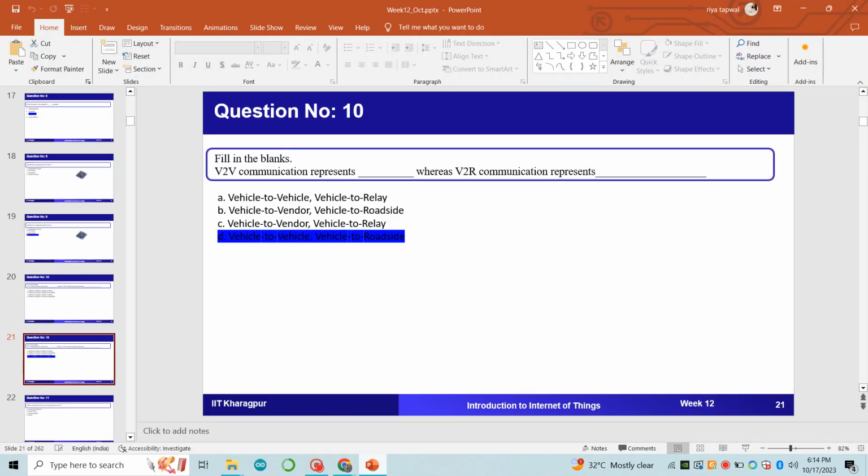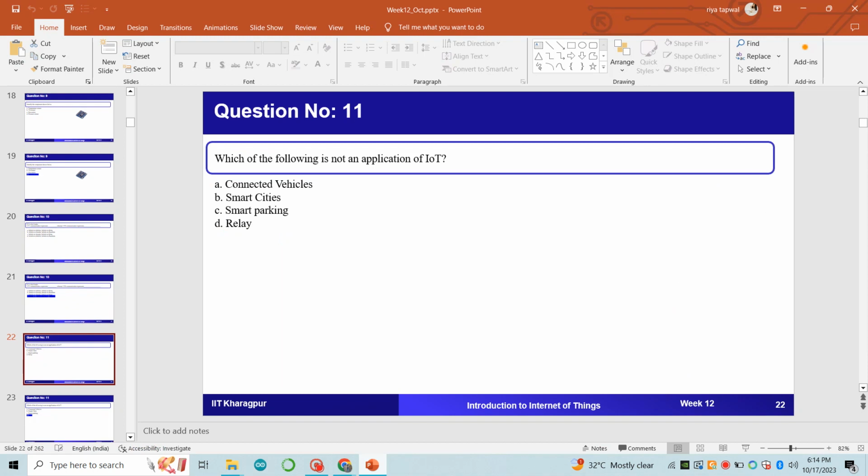Next question is, which of the following is not an application of IoT? Options are connected vehicles, smart cities, smart parking, D, relay. Option D. Right, option D is correct. Relay is not an application.